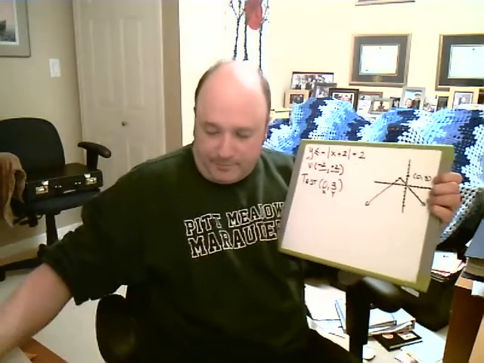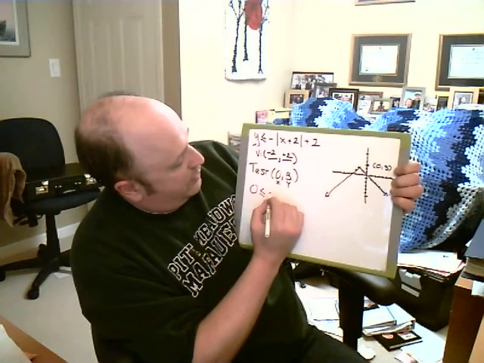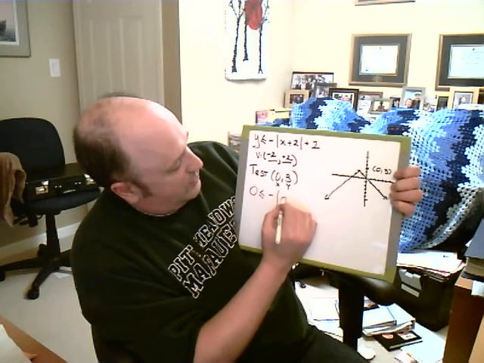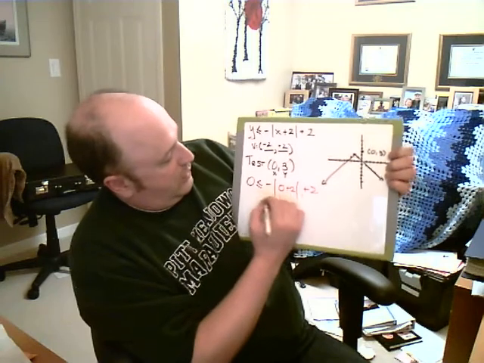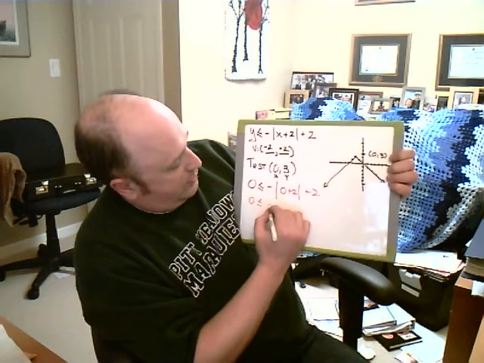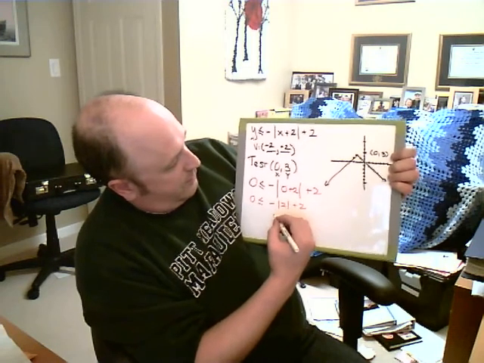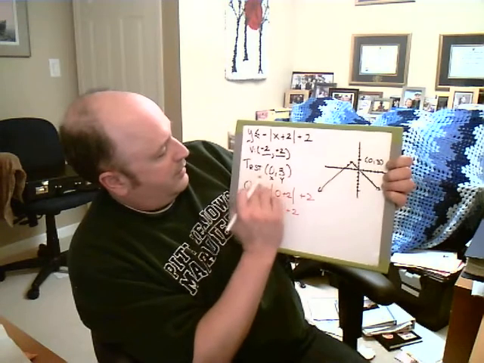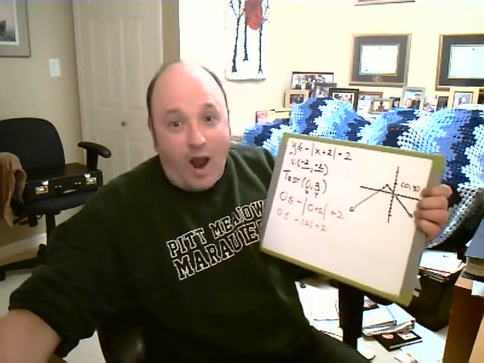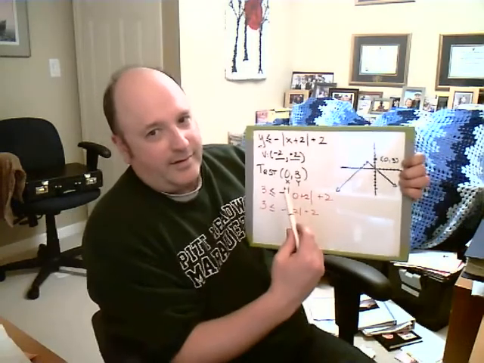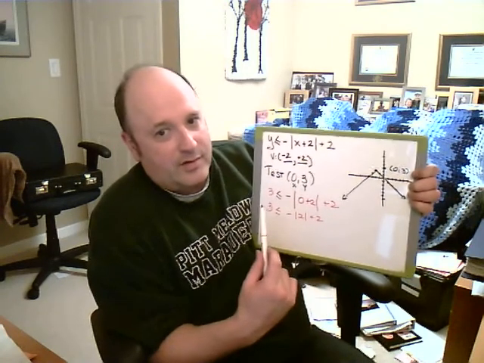So let's see what we get. I get 0 is greater than or equal to negative absolute value of 0 plus 2, plus 2. Sorry, 3, that's a 3 up here. What am I doing here? I totally fooled myself. It should be a 3 in the y value spot, not a 0. Right, so there we go.